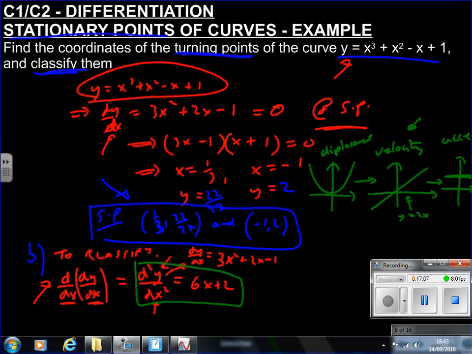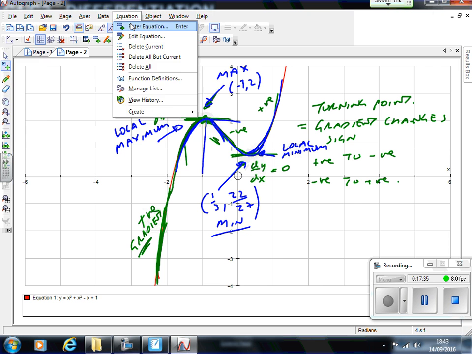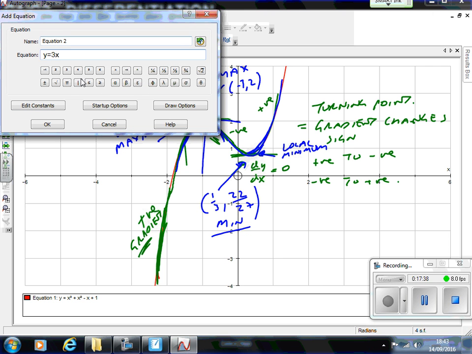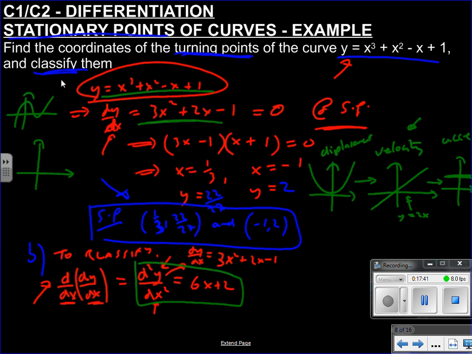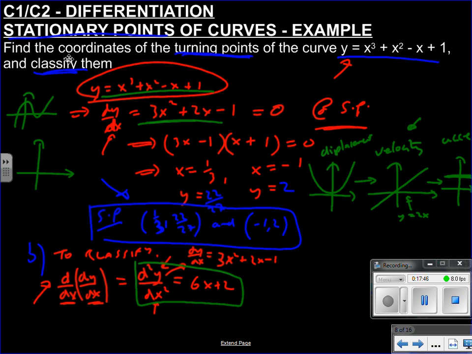So let's think about that, right? You had your cubic function here. We then differentiated it once, which gave us a quadratic, okay? So this cubic started like how we had it before, like that. And then we differentiated it and we got a quadratic. And let's just see on Autograph what that quadratic looks like. So if I put it on here, y equals 3x squared plus 2x, so minus 1.